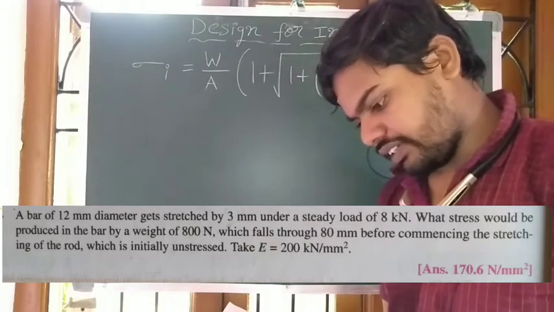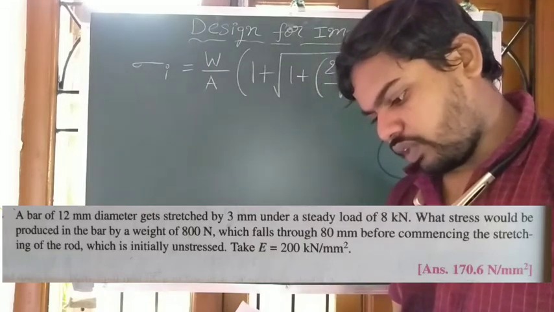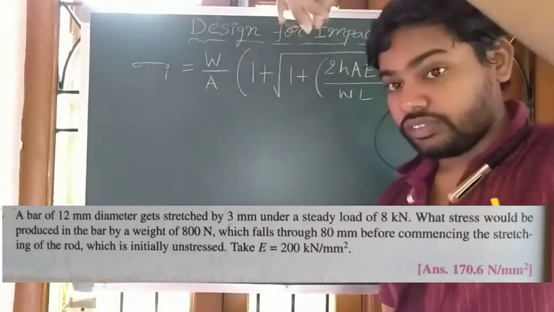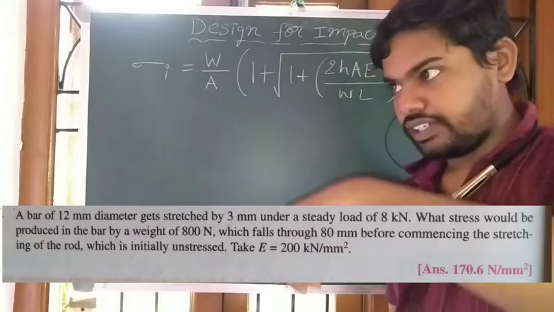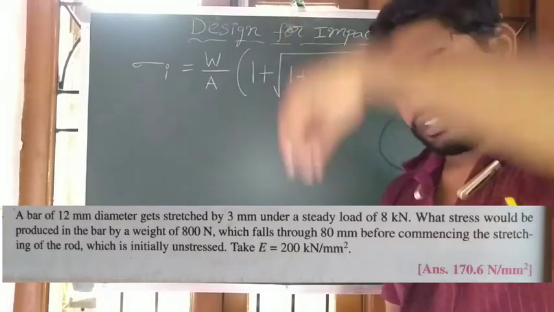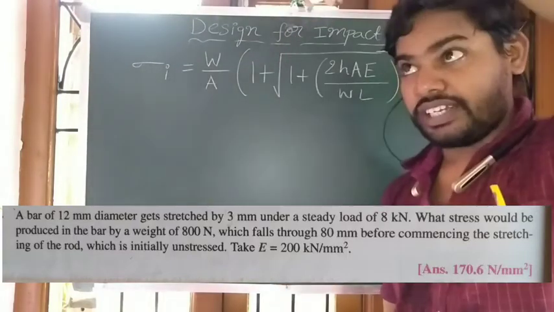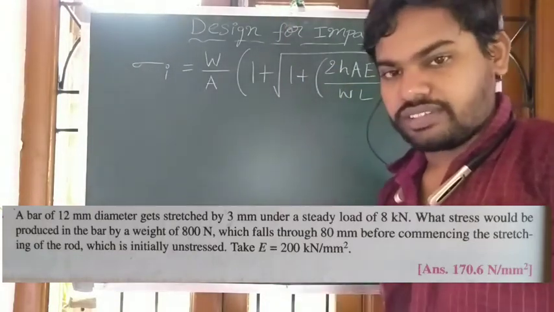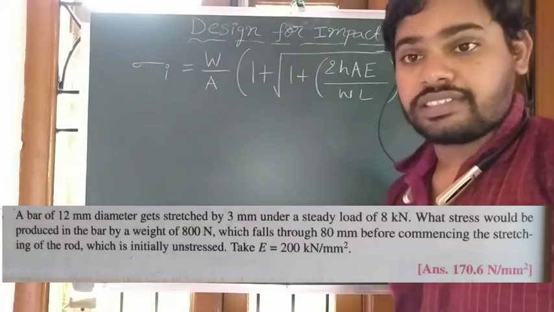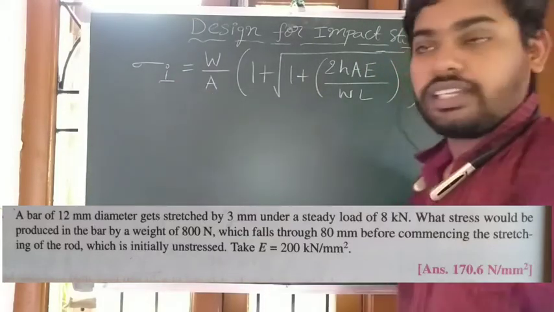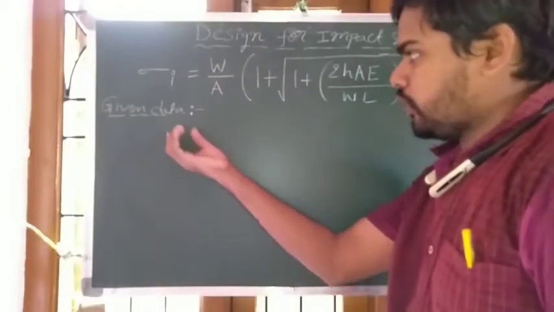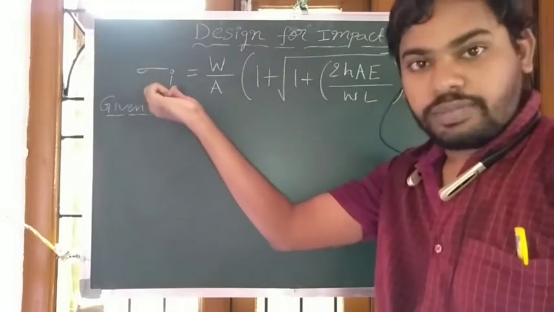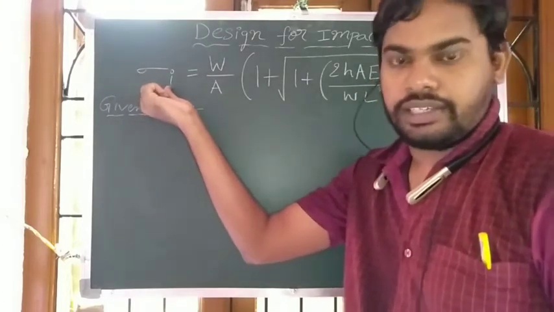Here we have to calculate what stress would be produced in the bar by a weight of 800 Newton. What type of load is it? It is impact load, because it is applied from a certain height with some initial velocity. The load applied from a certain height is also known as impact load. Due to this impact load, the body will experience some stress. The stress is known as impact stress. Here we have to calculate that impact stress sigma I. So first of all, our unknown is impact stress sigma I.